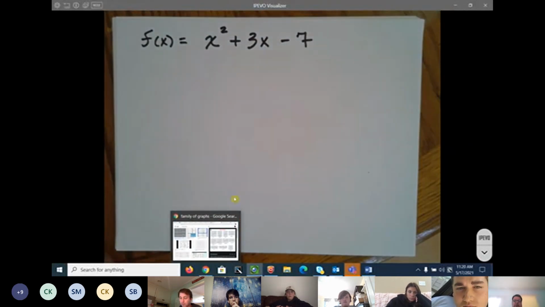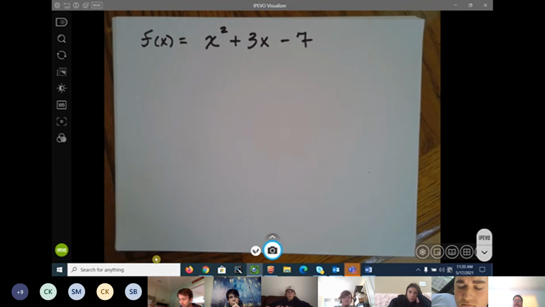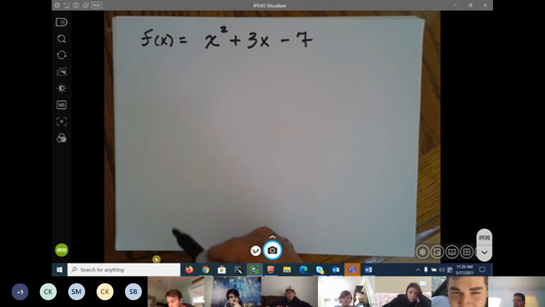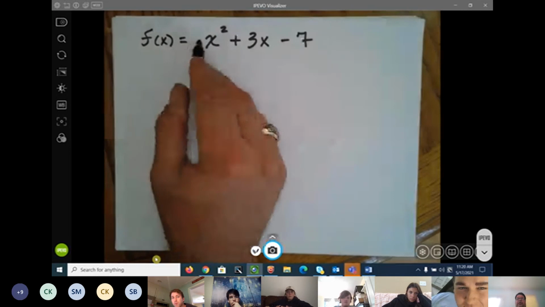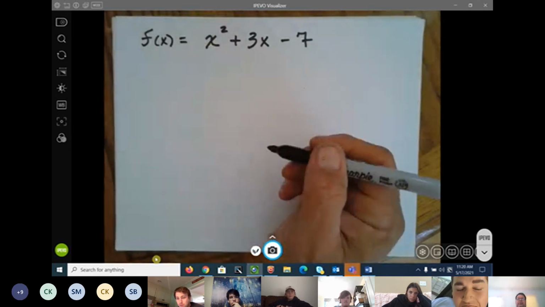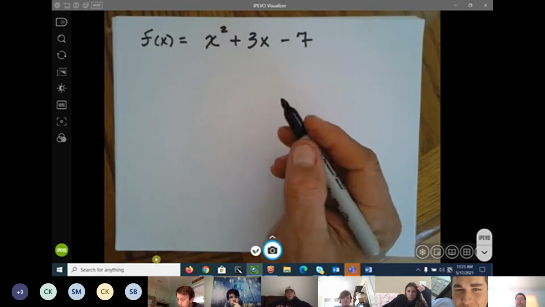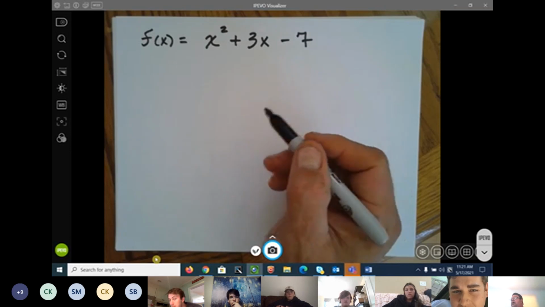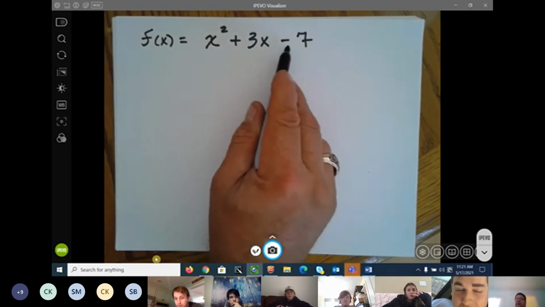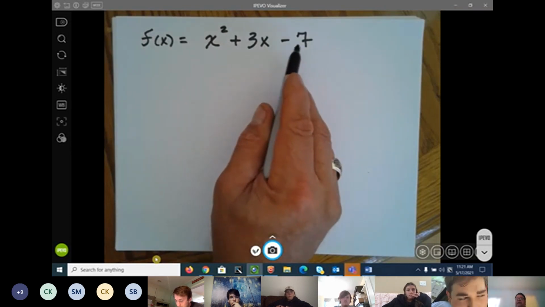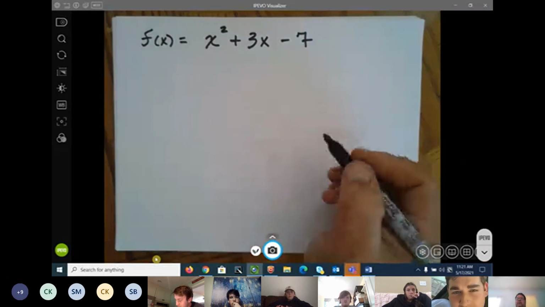Is there anybody that wants to volunteer what they know about this function? No ideas? Okay. Anybody? It's a positive parabola. It's a positive parabola because there's a positive in front of the x squared. That's correct. What else? The y-intercept is -7. Miss James, that's correct. The y-intercept is -7. Anybody else got anything?